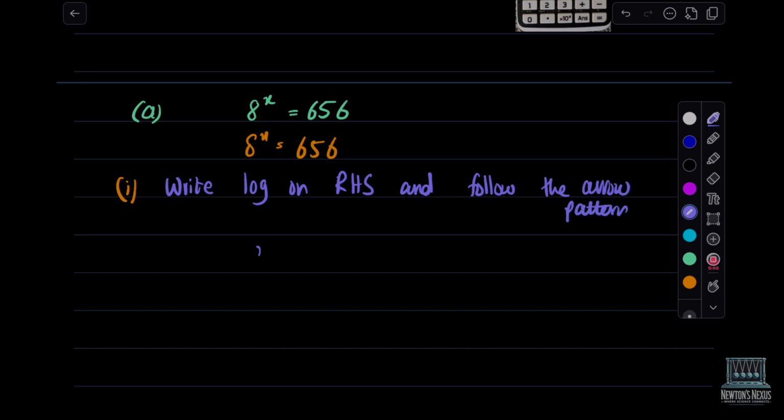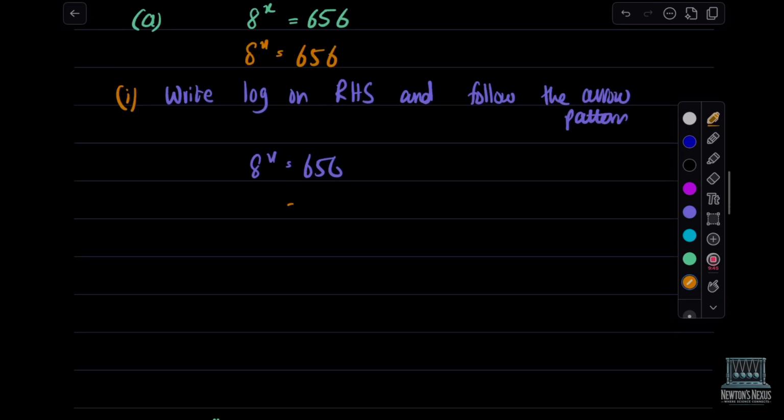8^x is equal to 656. So we write log on the right hand side and see this carefully. x is going to replace 8 and 8 is going to become the base of the log. And the argument will be our 656. So log with the base of 8, argument of 656 is equal to x. This is our basic answer, or this will be our expression in logarithmic terms.